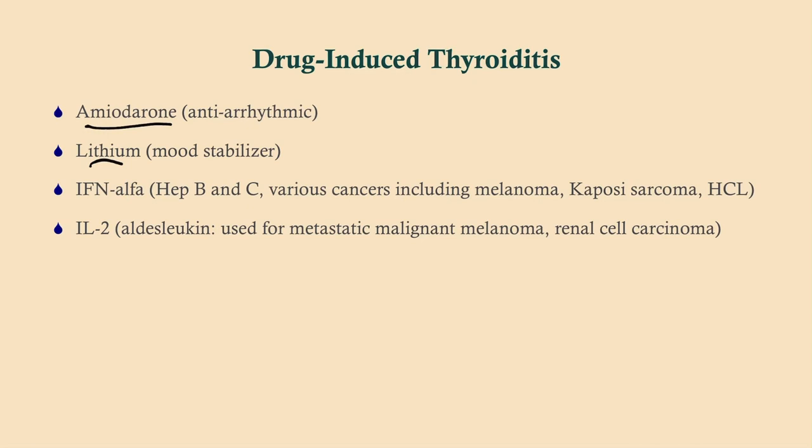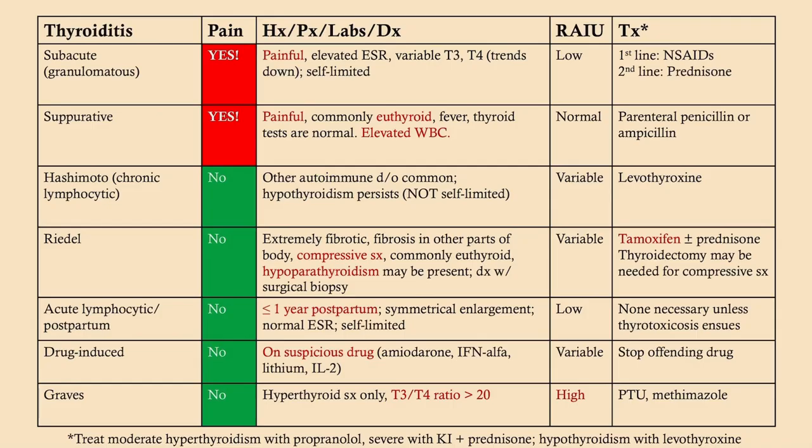So with patients who are on lithium, we do check their thyroid function on a regular basis. Interferon alpha is given a little less commonly. It's given in some of the chronic hepatitis. It's also given for various cancers, including malignant melanoma and Kaposi sarcoma, as well as hairy cell leukemia. Then there's IL-2. That's given in a recombinant form in a drug called aldesleukin, and this is given also for malignant melanoma and renal cell carcinoma, and that's given when it's metastasized.